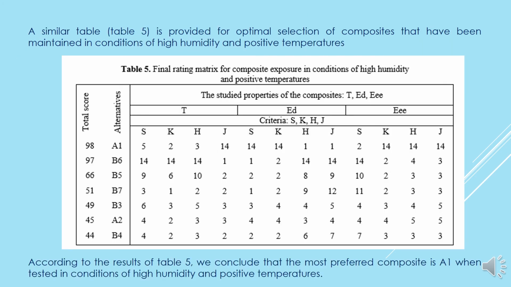A similar table, Table 5, is provided for optimal selection of composites that have been maintained in conditions of high humidity and positive temperatures. In Table 5 you can see the final rating matrix for composite exposure in conditions of high humidity and positive temperatures. According to the results of Table 5, we conclude that the most preferred composite is A1 when tested in conditions of high humidity and positive temperatures.